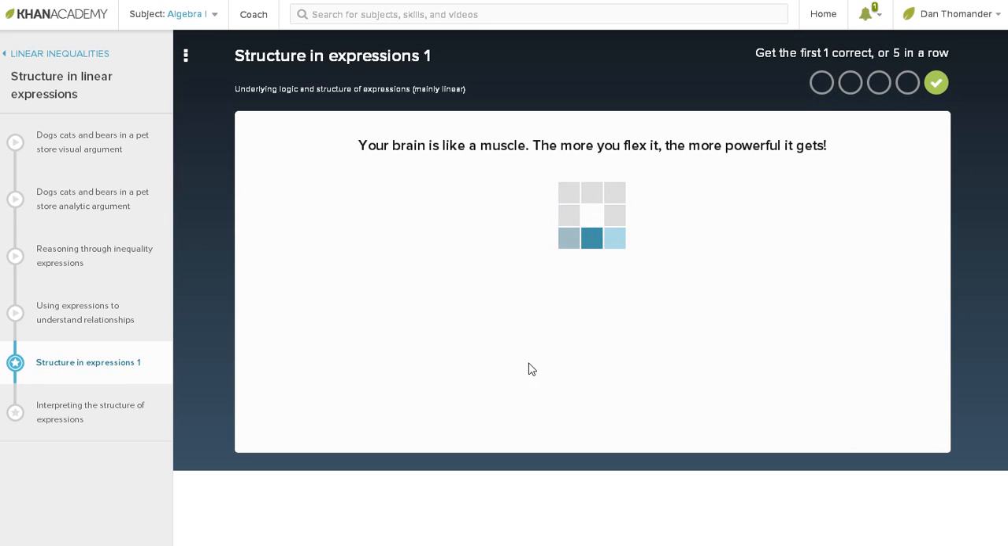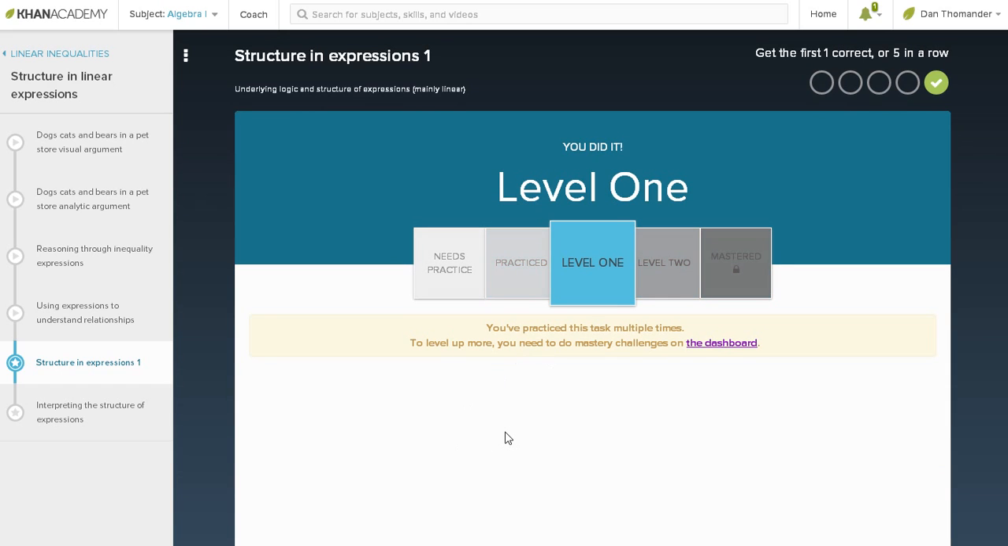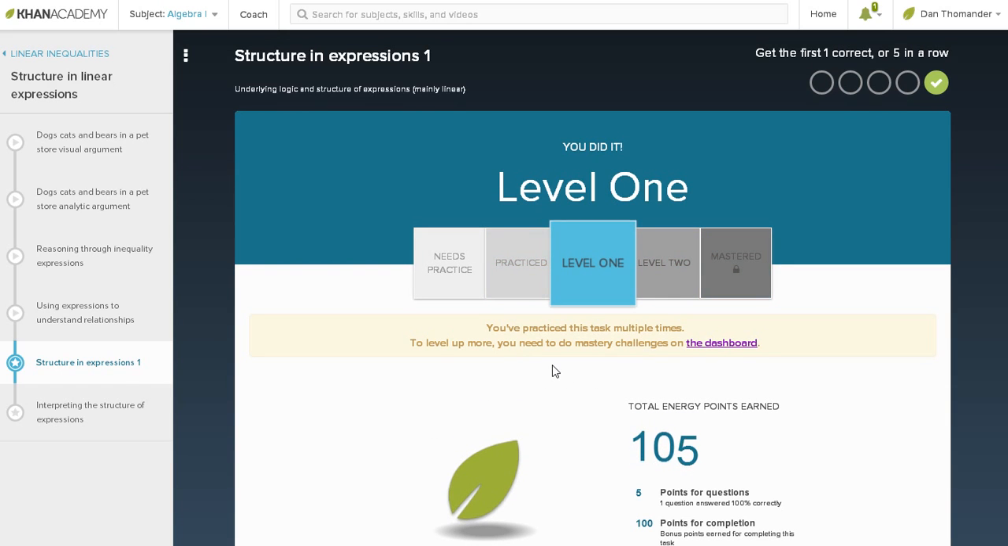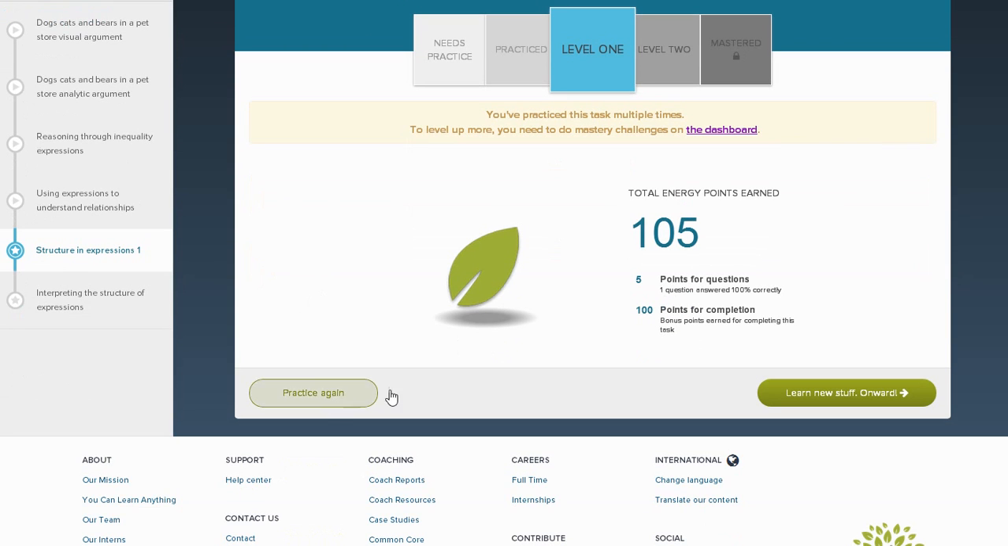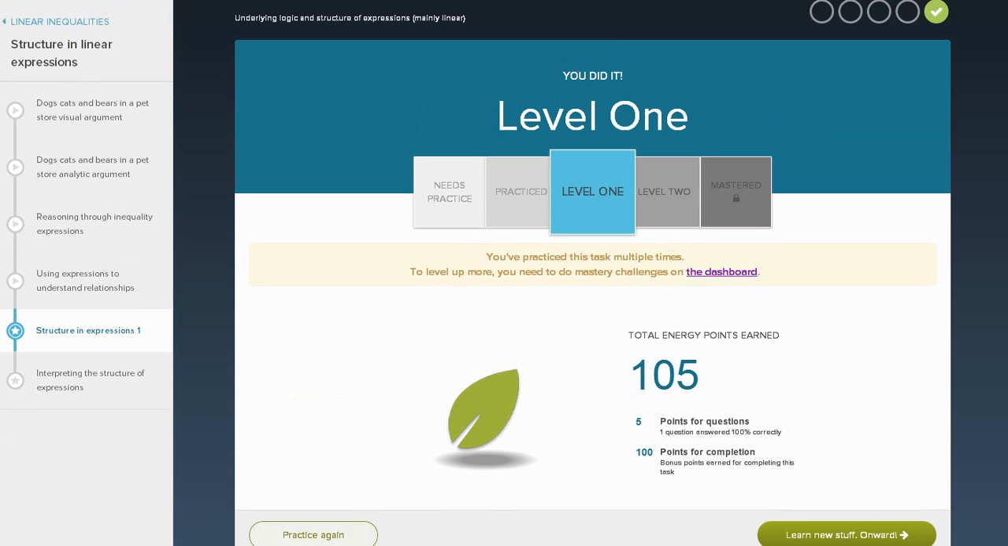Okay, and that is how you would do structure and expressions 1. Go ahead and get it done for yourself.